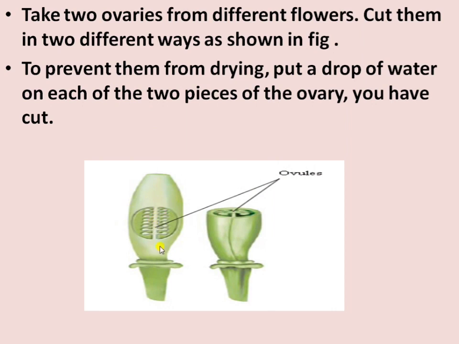After that, you will see the ovule part when we cut the ovary. Observe the inner part of the ovary using a lens. Do you see some small bead-like structures inside the ovaries? They are called ovules. You have to draw and label the inner part of the ovary in your notebook.